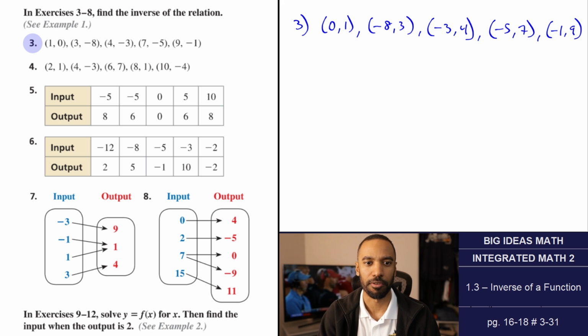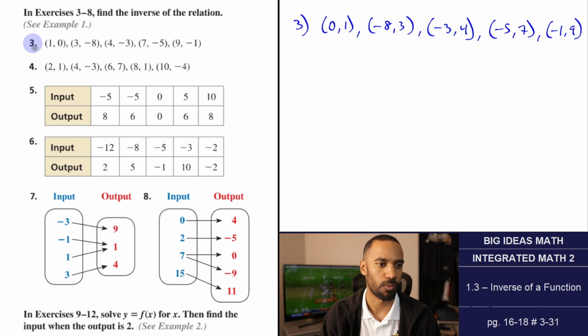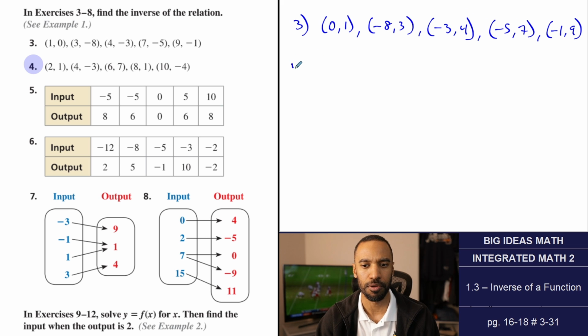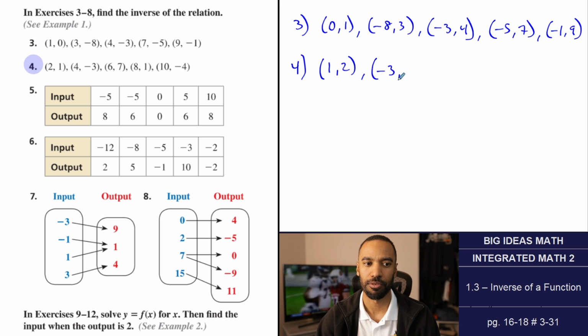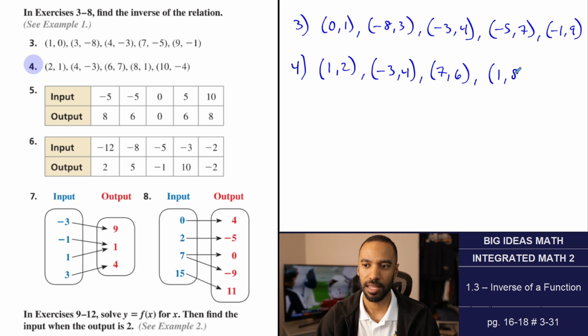The same applies to number 4. Swapping the x's and y's, no trickery. I just have to write them out. So feel free to fast forward if you think you understand, or pause it if you want to try it yourself. 1 2. Negative 3 4. 7 6. 1 8. And negative 4 10.